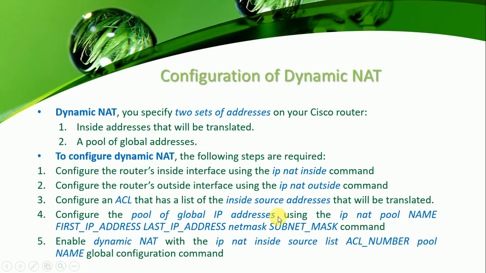Then you configure a pool of global IP addresses, for which you give the command ip nat pool, the full name, the first IP address and the last IP address, and the netmask with the subnet mask command. Then enable dynamic NAT using ip nat inside source list, the ACL number which you gave to the source addresses, and pool, and the name of this pool.